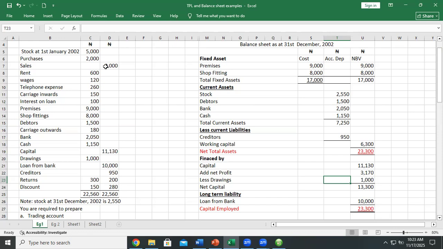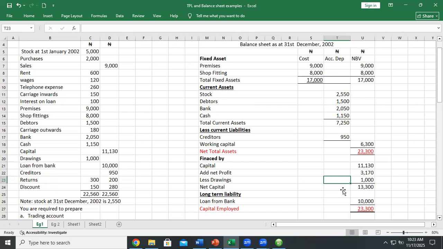Sir, please, if there are no long-term liabilities, will you just go straight forward with your capital employed? Yes, so if there were no long-term liabilities like this, then the final figure, that's the net capital, would have been the capital employed. Okay, thank you. Any other question?